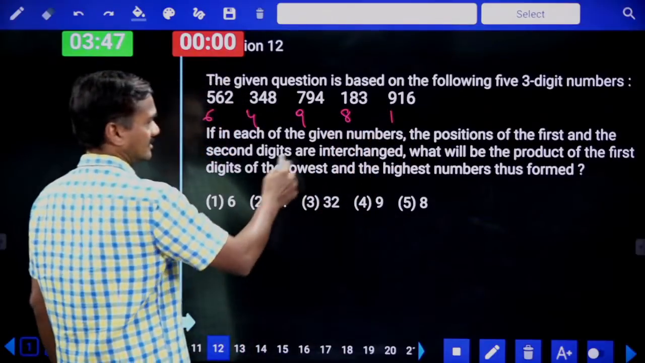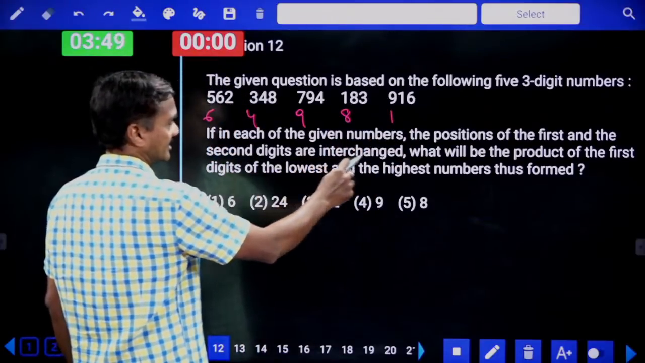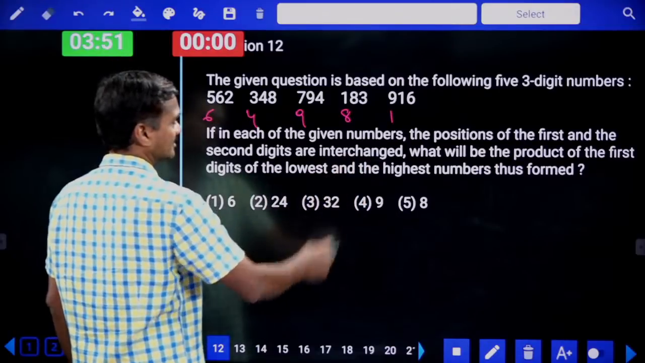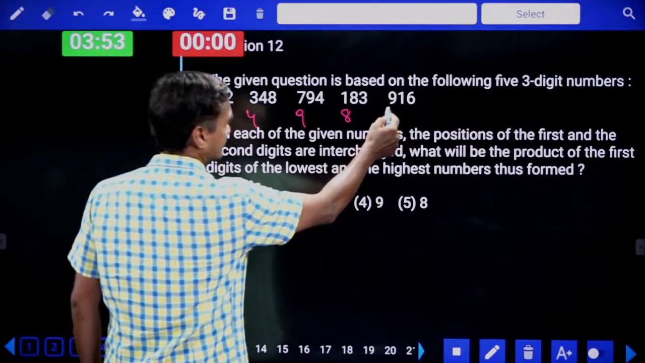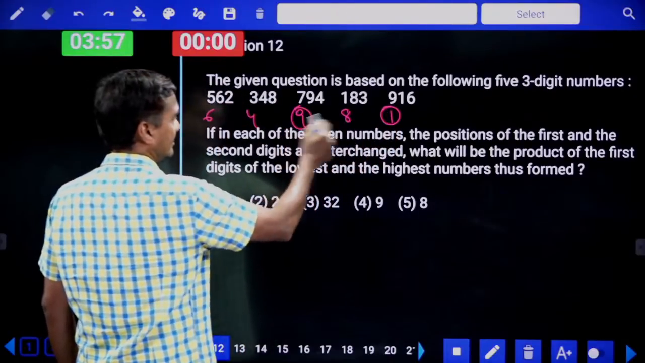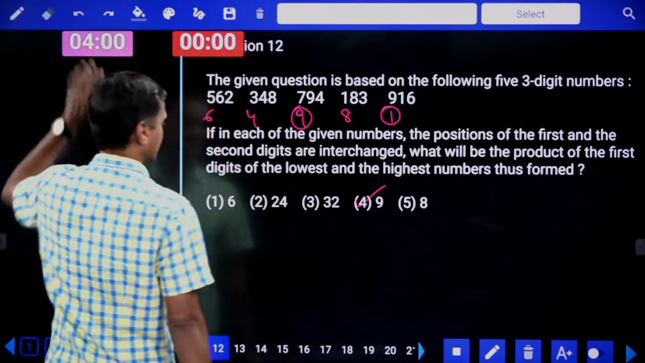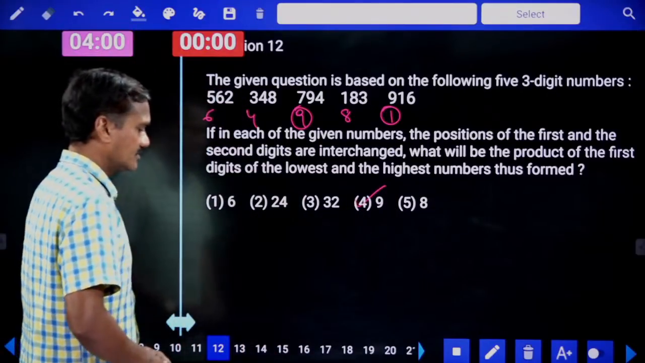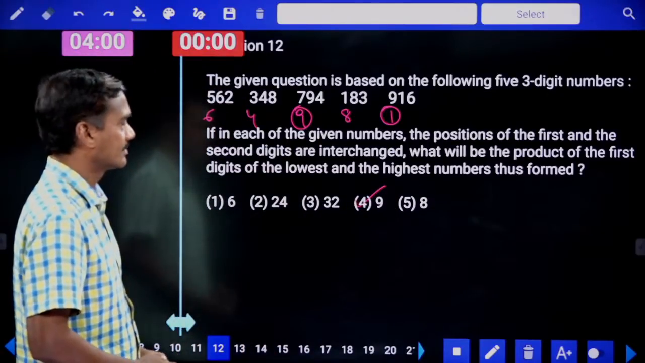Now in this one, the positions of the first and the second are interchanged. What will be the product of the first digit of the lowest and the highest? Now the highest number is this one. The lowest number is 1. And the highest number is 9. 9 into 1, that is choice 4 is the answer. Clear? Question number 12, it is choice 4.